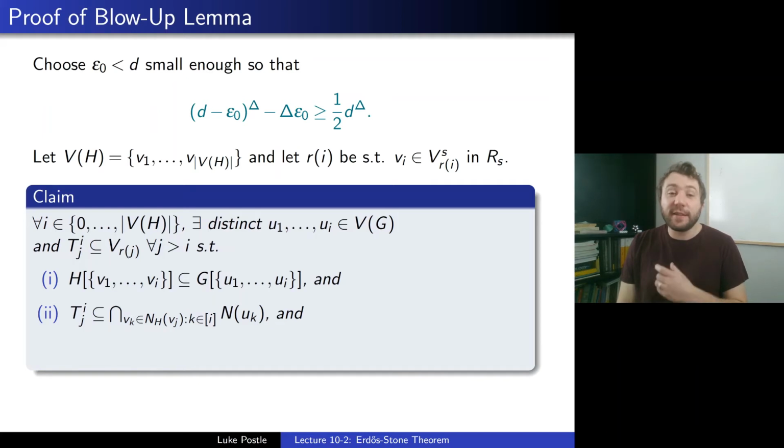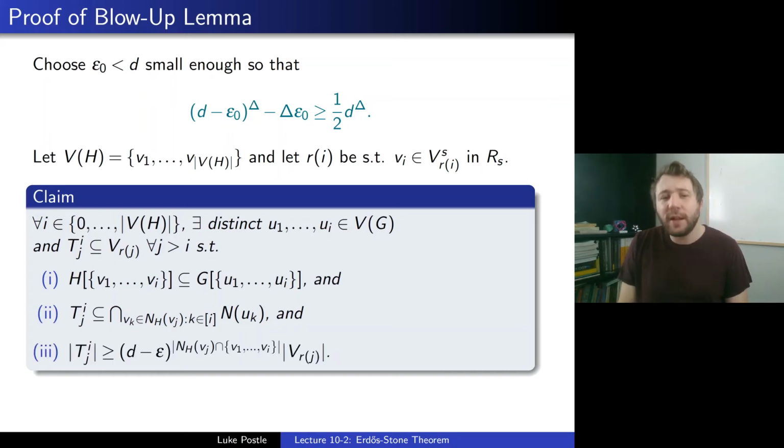So you want to ensure that the target sets are subsets of the neighbors of previously embedded vertices, right? So if you had a VK that's a neighbor of VJ where K is in some I, we want to make sure that our target sets are subsets of the neighbors of the UK. So our target sets are constrained: they have to be neighbors of things that are already embedded if they're going to be acceptable candidates or targets for later vertices. That's condition 2. And number 3, we just want to make sure we have target sets left.